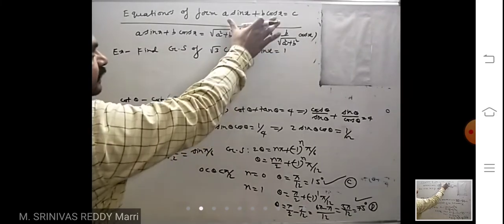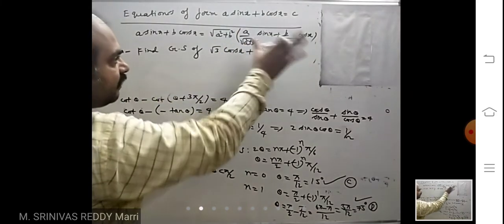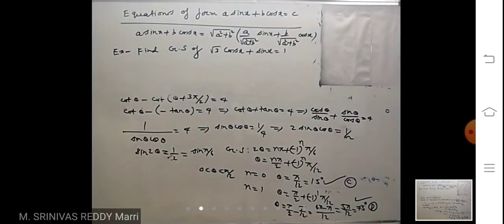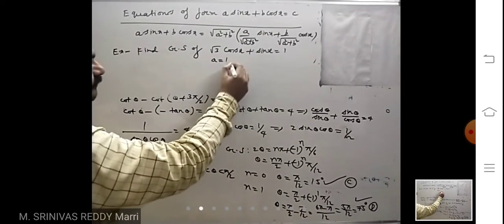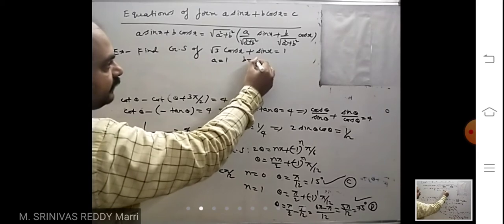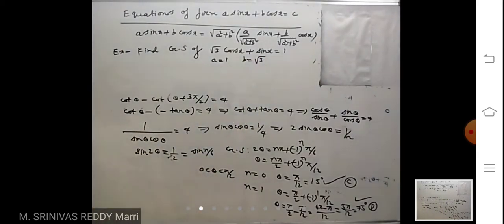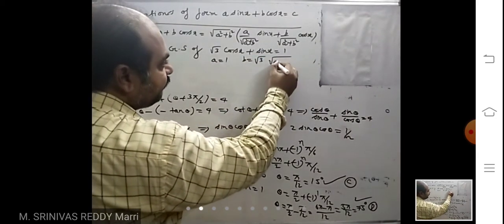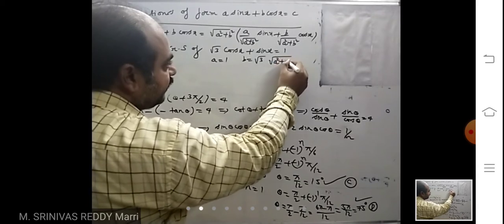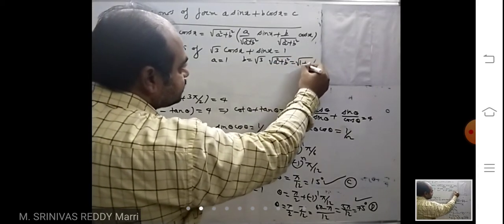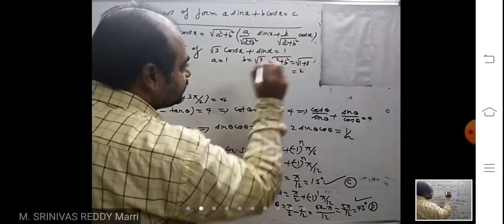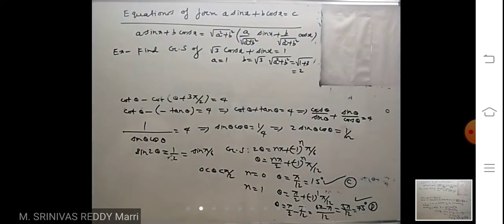Now look at here. This is of the form A sin x plus B cos x. Whenever this form is involved, take A equal to 1, the coefficient of sin x, and B equal to root 3. Find root of A square plus B square. Follow carefully. Root of A square plus B square is nothing but root of 1 plus 3, that is 2.